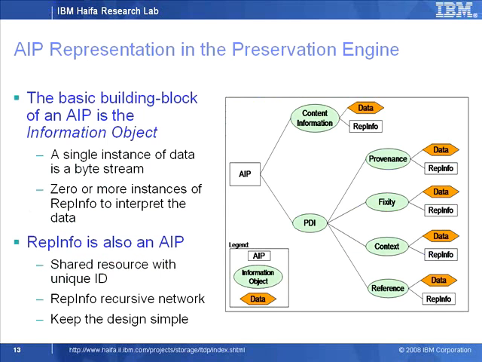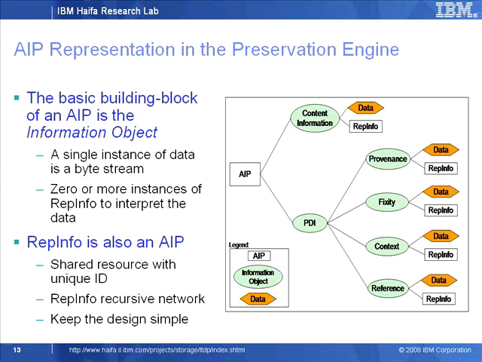Here you can see how an AIP is represented in the preservation engine. An AIP is built from information objects. Each information object contains a single instance of data and 0 or more instances of rep info. An AIP contains the content information, which is an information object. Each section of the PDI is also an information object.